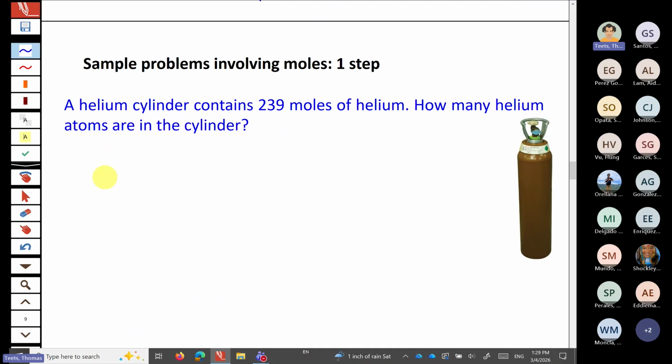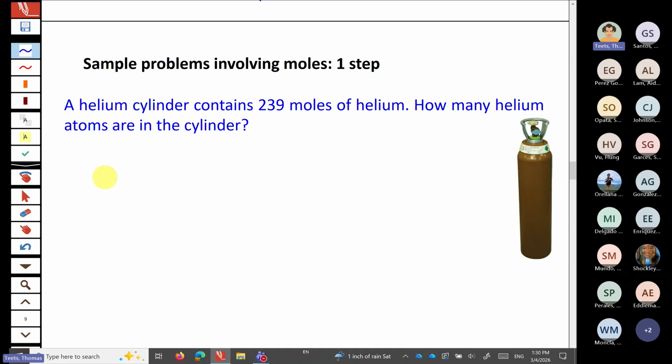Just to see the different variations we can have. So let's say we have a helium cylinder, which has much more valuable uses than filling balloons, although that's what it's often used for. So a helium cylinder contains 239 moles of helium. How many helium atoms are in there?